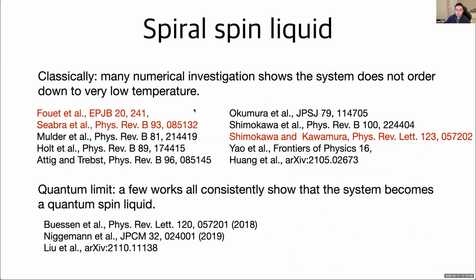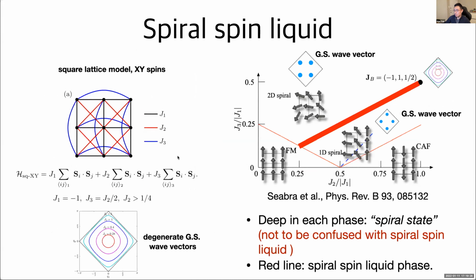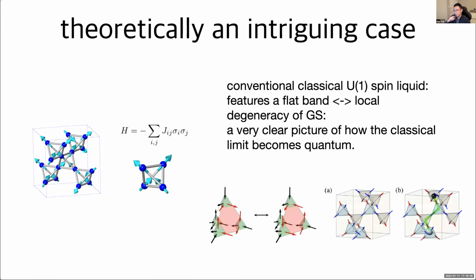As you can imagine, since this is a very simple model, it has been studied quite a lot numerically. And people also found that in the quantum limit, this becomes a quantum spin liquid. And experimentally, there are some materials that people discovered in 2D and also 3D, where people see the signatures of this spiral spin liquid, which is this sub-extensively degenerate ground state, forming this submanifold in the Brillouin zone.